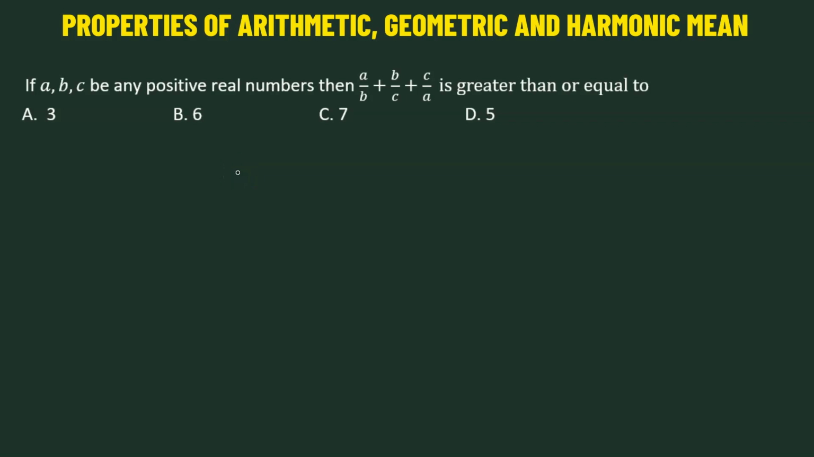So in this problem, we are given three positive real numbers a, b, and c. Then we need to show that a over b plus b over c plus c over a is greater than or equal to any one of the following values. So let us begin. Now clearly, this is a problem involving AM and GM.